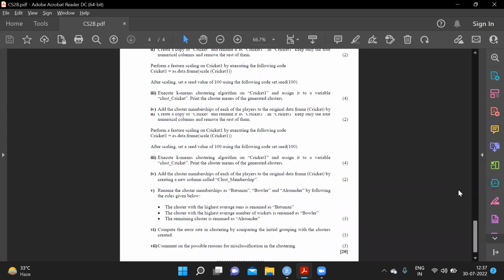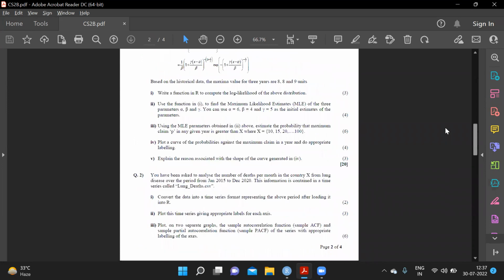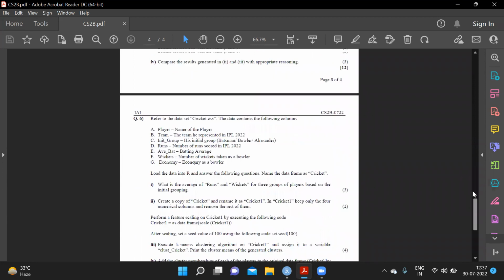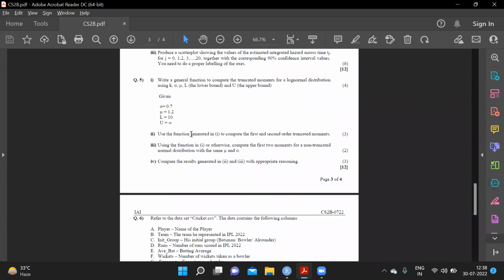The paper was quite direct in terms of the sums. Everything is from the syllabus, and you can refer to the tables to get your answers directly. So yeah, the paper was good.